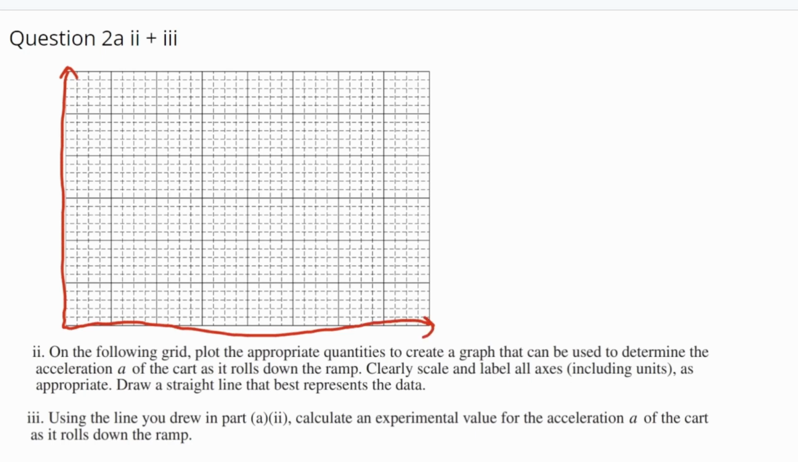We're going to have time squared on the x-axis, with units seconds squared, and then we have delta x here with units meters. So for our first, we're going to go 0.2, 0.4, 0.6, 0.8, 1, 1.2, 1.4. Okay, so when we're graphing this, actually let's add the y-axis first.